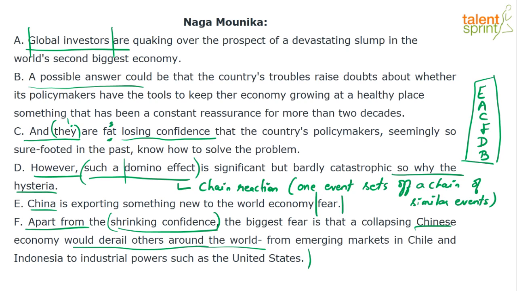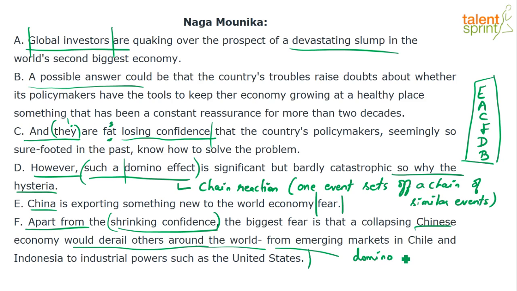So China is exporting something new to the world economy, fear, and because of that, global investors are quaking over the prospect of a devastating slump in the world's second biggest economy. And they, the global investors, are fast losing confidence that the country's policymakers, seemingly so sure-footed in the past, know how to solve the problem. So apart from the shrinking confidence, the biggest fear is that a collapsing Chinese economy would derail others around the world. That's your domino effect right here.